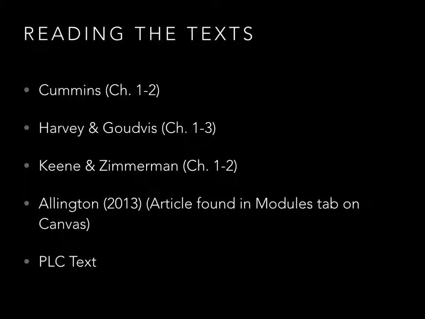Now, if you do have an older copy of that book, it will be up to you to make sure that you're reading the correct chapters. So chapters 1 through 3 in the second edition, which is what I am referencing, may not be the same as chapters 1 through 3 in the first edition. So you'll need to check on that. You can find the table of contents for the Strategies That Work book available to you on Amazon if you need that. Keene and Zimmerman, chapters 1 through 2.